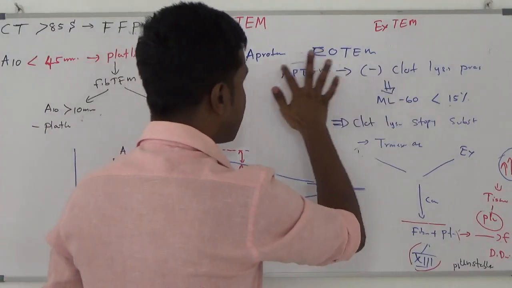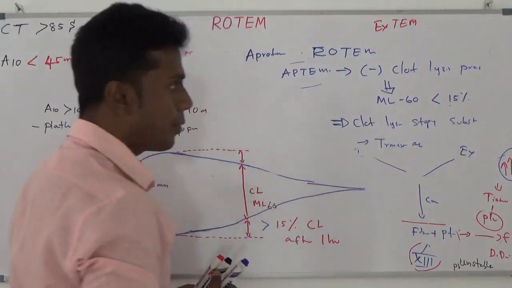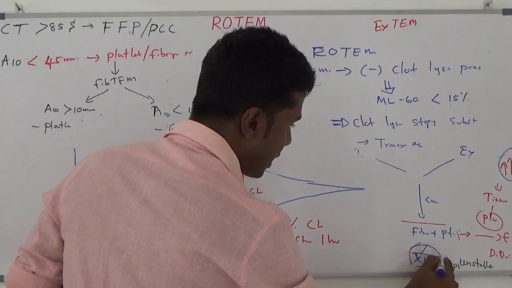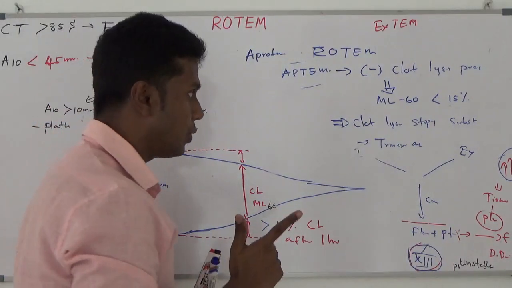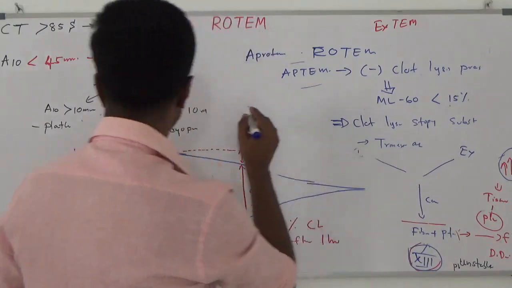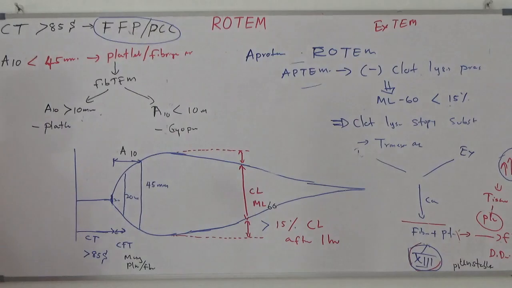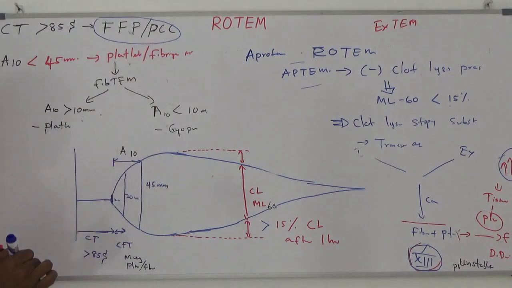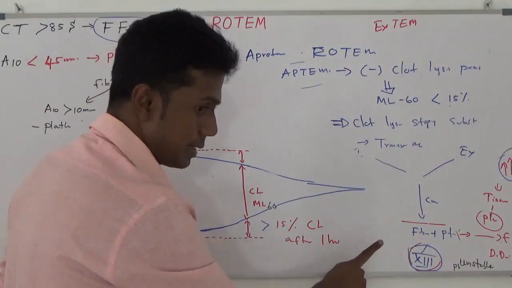Even after giving aprotinin, if I still have more than 15% maximum lysis, it may be due to deficiency of factor 13. In that case, you have to give factor 13. Now you know when to give FFP, prothrombin concentrate, when to give platelets, when to give fibrinogen, when to give tranexamic acid, and when to give factor 13.